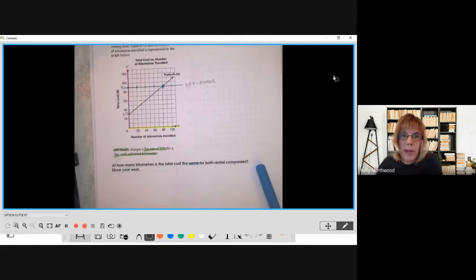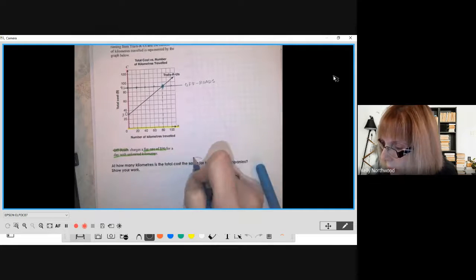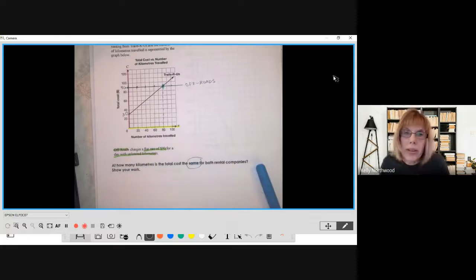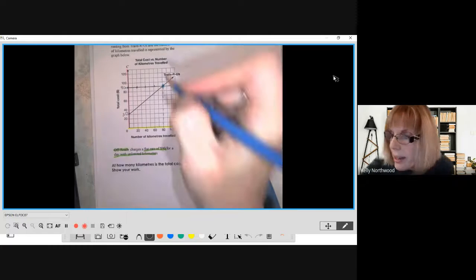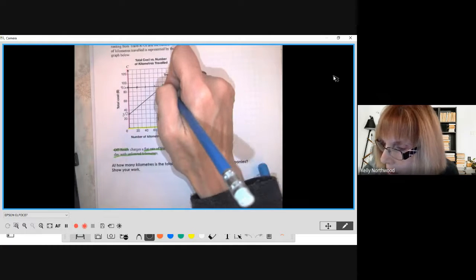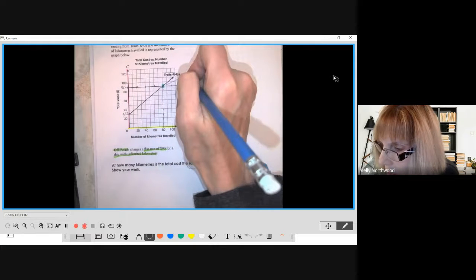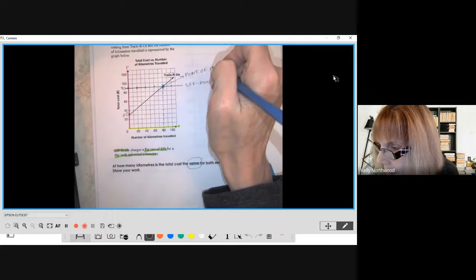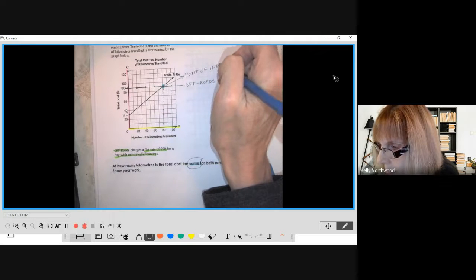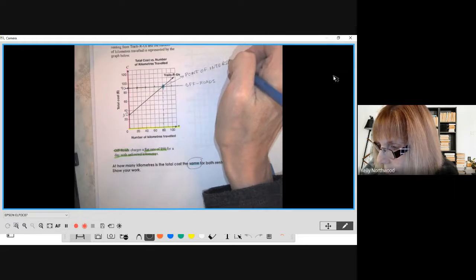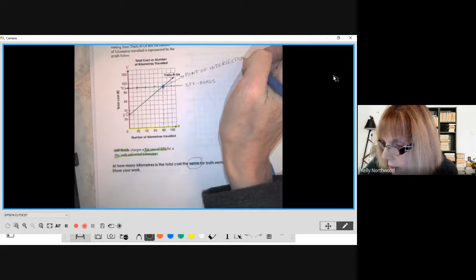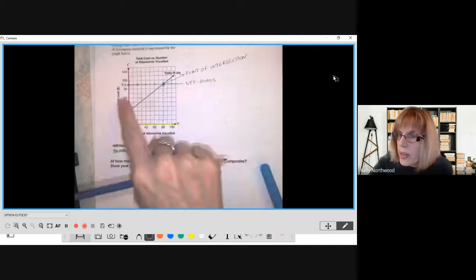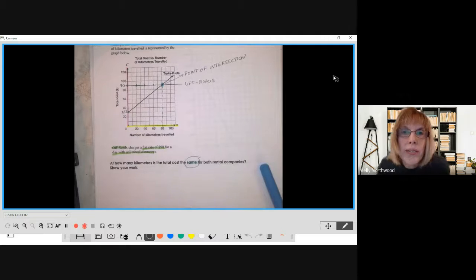So at how many kilometers is the total cost the same? So when you're comparing lines and they want to know where the lines are the same, it's always at what we call the point of intersection. This is called the point of intersection. So when it wants to know where 2 lines are the same, you're looking for the point of intersection, okay?